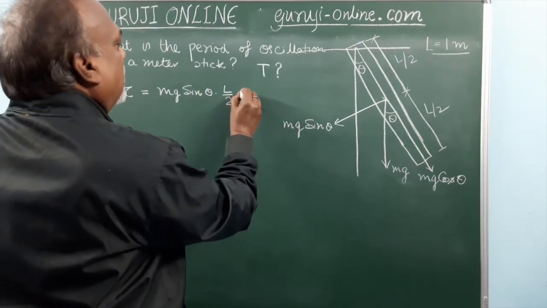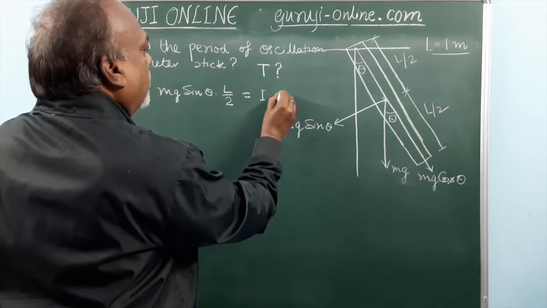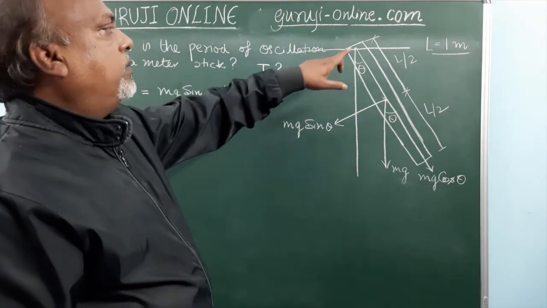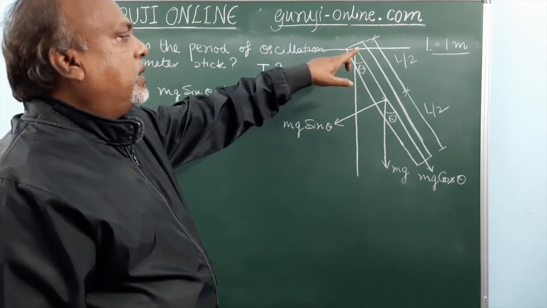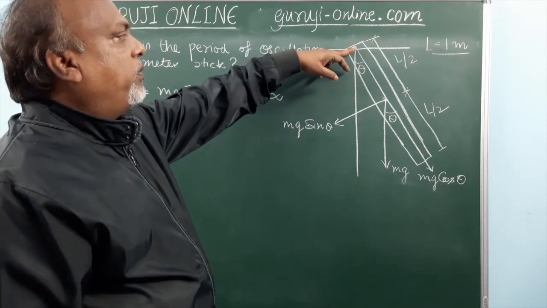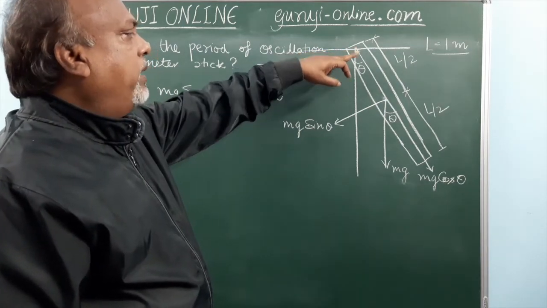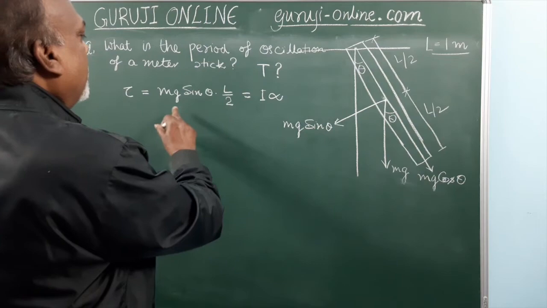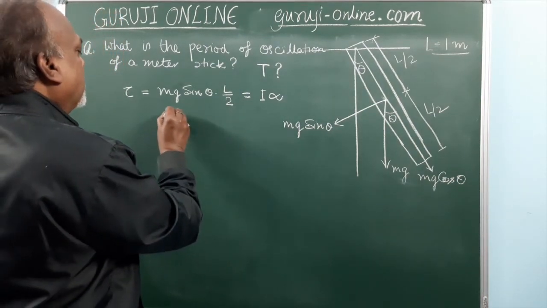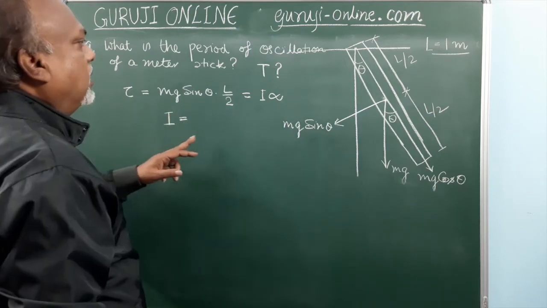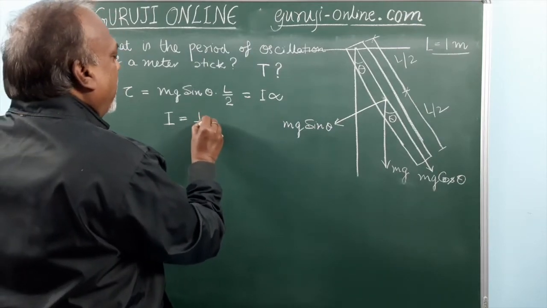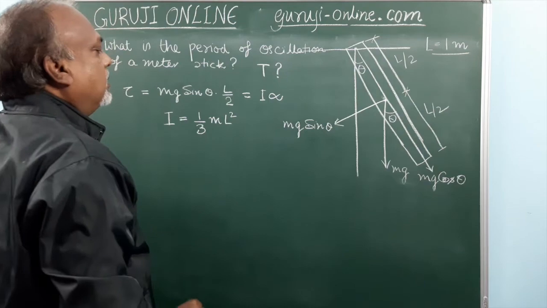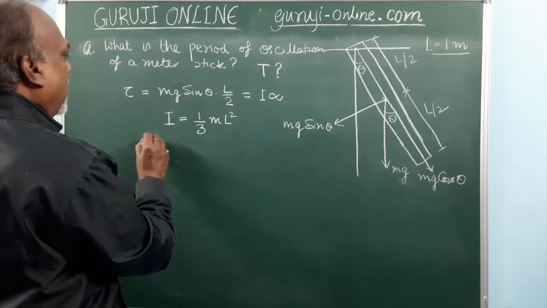This torque we also know is equal to I into alpha, where I is the moment of inertia about the axis of rotation. It is swinging from this point, so we have to take the moment of inertia about this point, and alpha is nothing but angular acceleration. As we know, I will be 1 by 3 m l square.